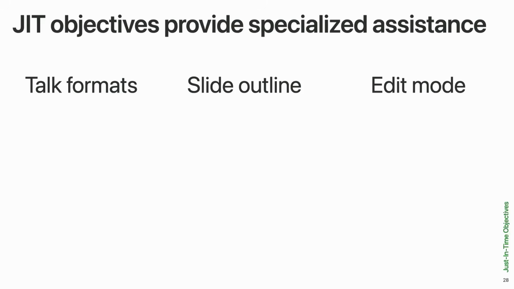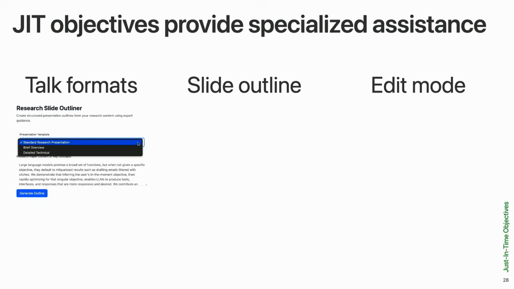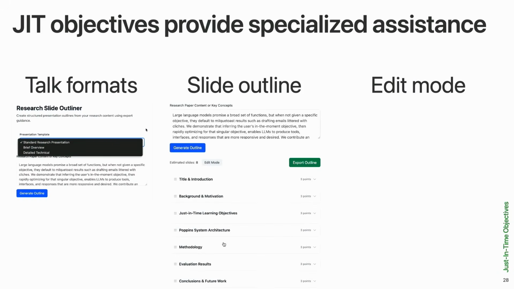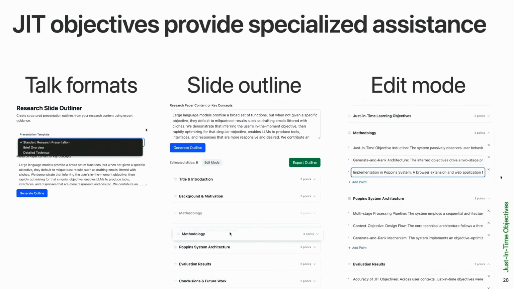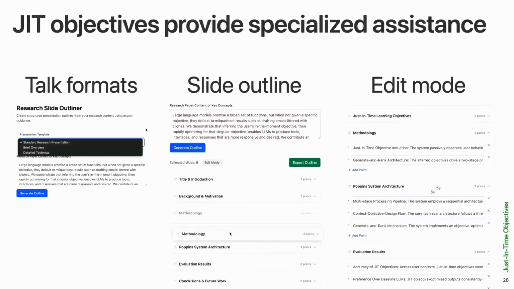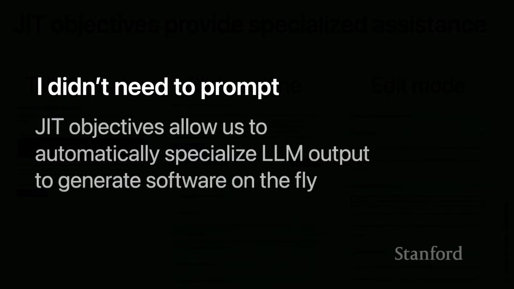But from that same slide deck, JObjectives enabled specialized assistance, like a slide outlining tool that had already suggested the relevant talk formats for my audience. It generated a slide outline that had elements I could easily move around, given that the structure was the main focus at this moment, but also with an edit mode in situ where I could refine the content as that was the next step. And I got all of this without needing to prompt or engage with the system.